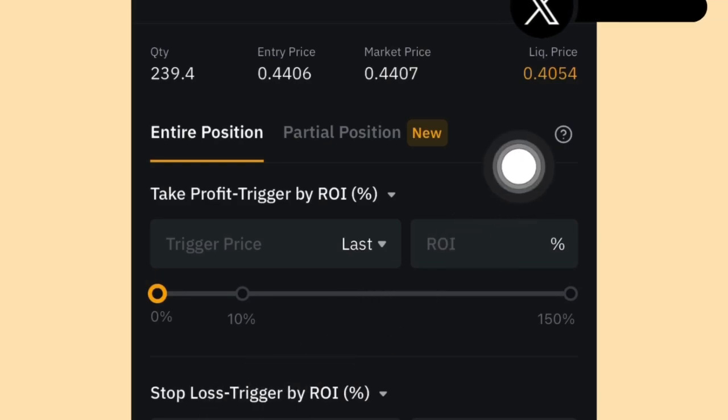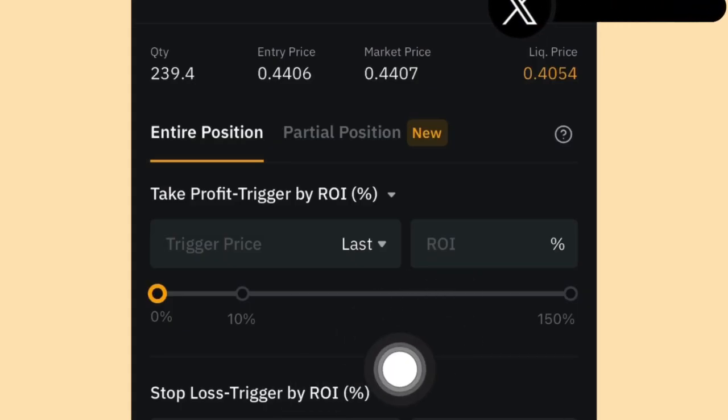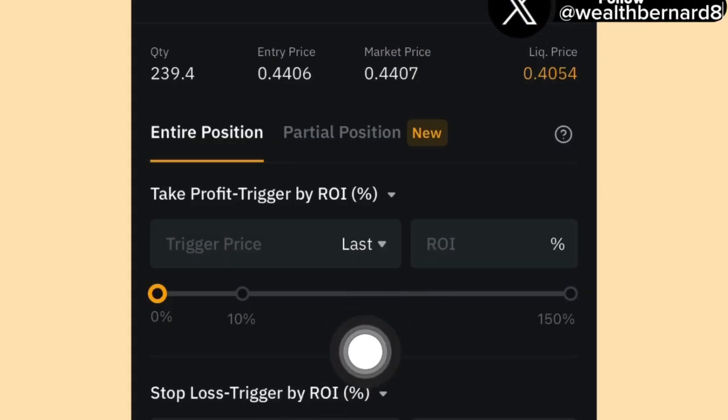So right here, you're going to see that we entered at a trade price of 0.4406. However, you're not going to be entering this market blindly. You must make sure you enter based on analytics.